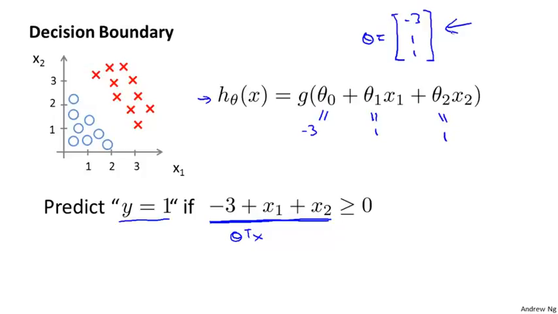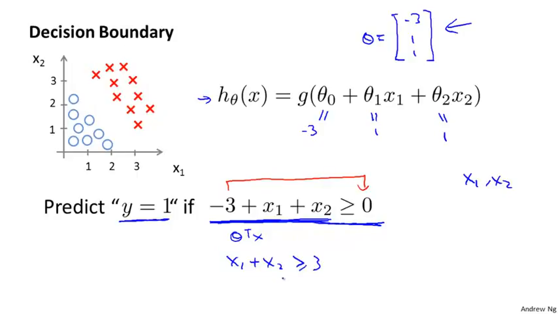So for any example with features x1 and x2 that satisfy this equation, that -3 plus x1 plus x2 is greater than or equal to 0, our hypothesis will think that y equals 1 is more likely, or will predict that y is equal to 1. We can also take -3 and bring this to the right and rewrite this as x1 plus x2 is greater than or equal to 3, and so equivalently, this hypothesis will predict y equals 1 whenever x1 plus x2 is greater than or equal to 3.